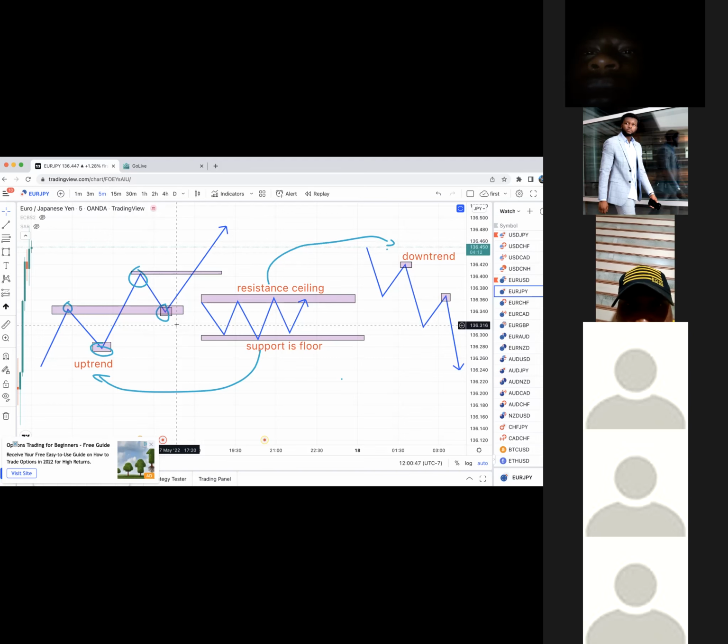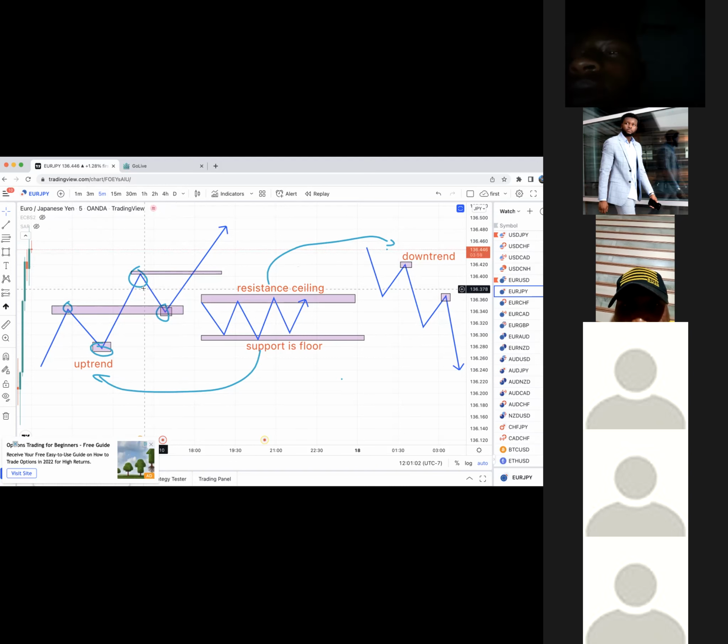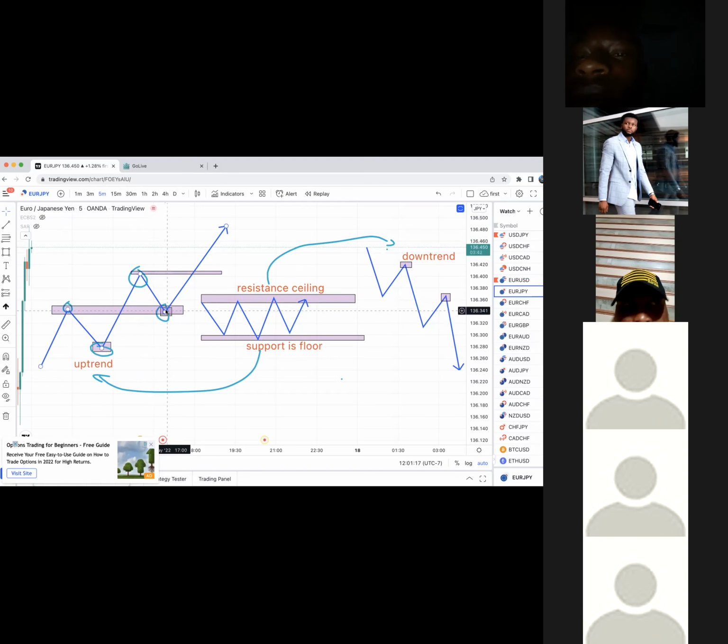So element number 1, identify the trend. Element number 2, you want to figure out where the support or resistance levels are. Once you identify the trend, oh, we have an uptrend. Now your job is to say, okay, where is the support? That's where you're going to buy, at the support. That's where you want to enter your positions. You're not going to buy when it comes high. You wait for the market to pull back down to a previous high, which becomes what? The new support. Previous high becomes the new low.